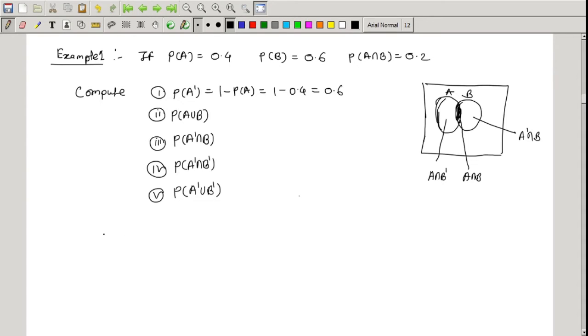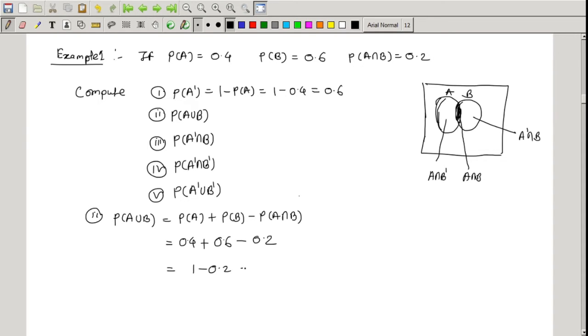Then by addition theorem, the second part we calculate by addition theorem. So P of A union B has the formula P of A plus P of B minus P of A intersection B. So what is my P of A? That is 0.4. What is P of B? That is 0.6. And P of A intersection B is 0.2. So 1 minus 0.2, so the answer is 0.8. So P of A union B is 0.8.